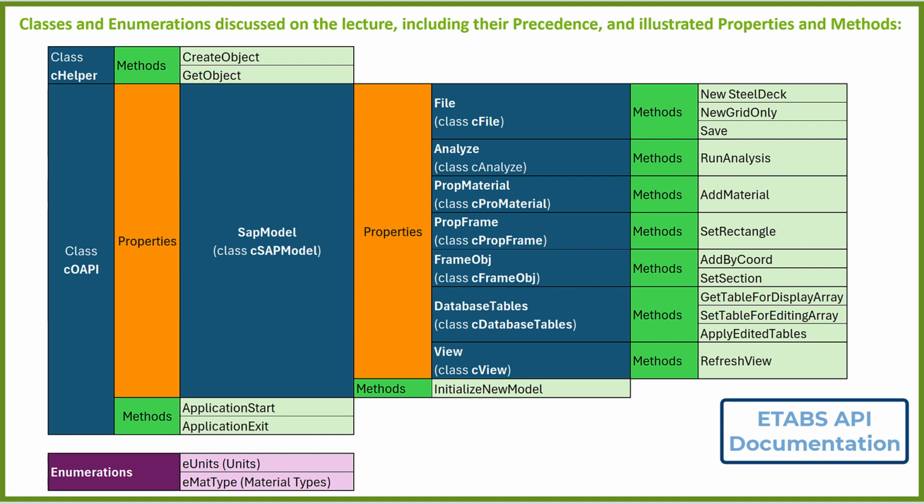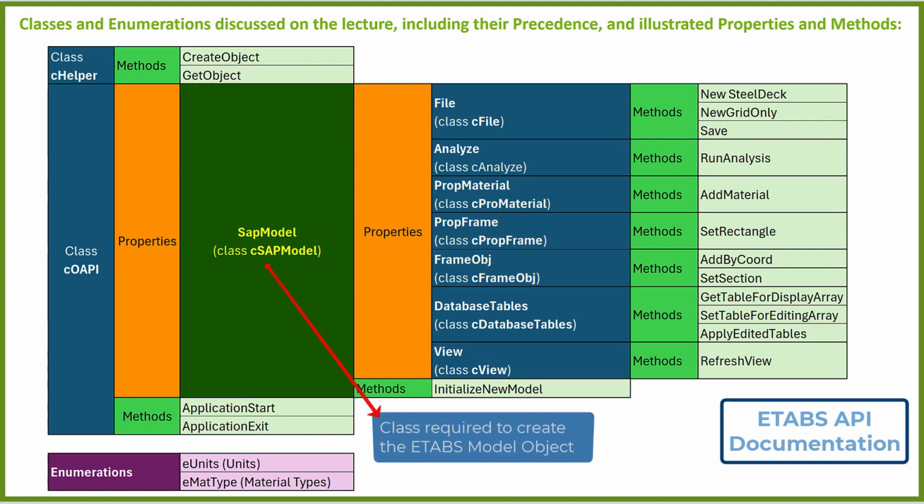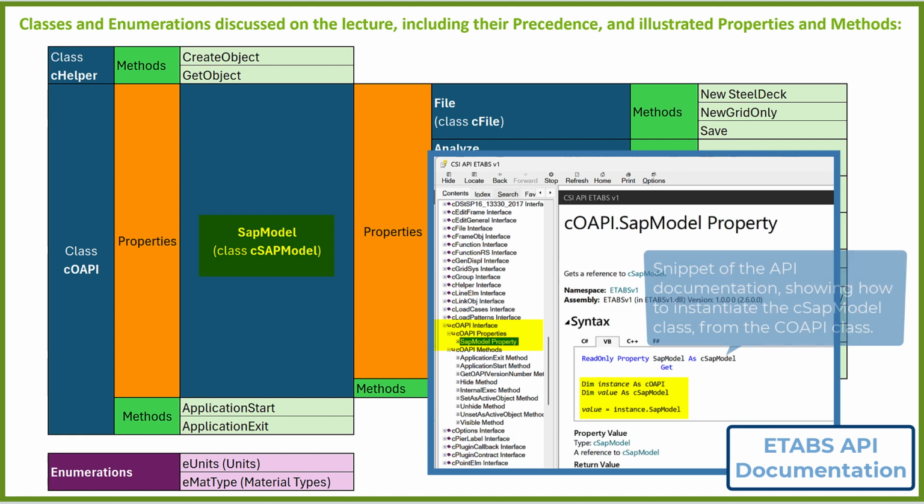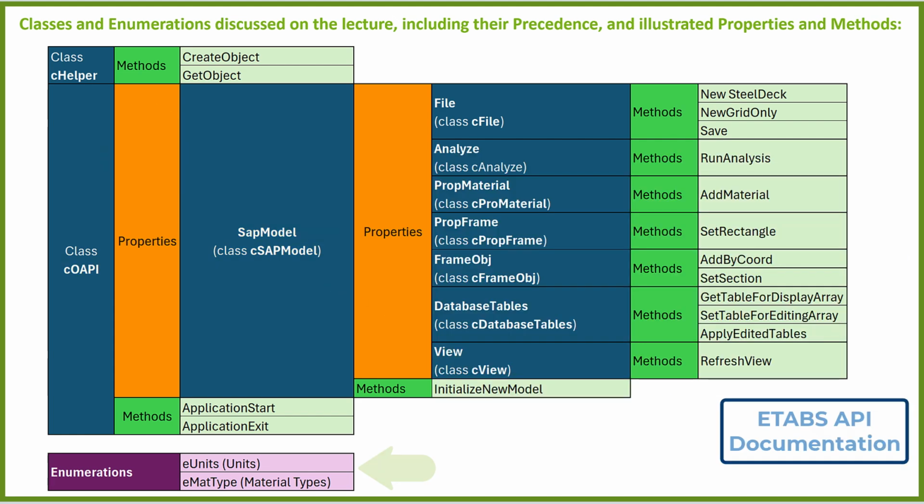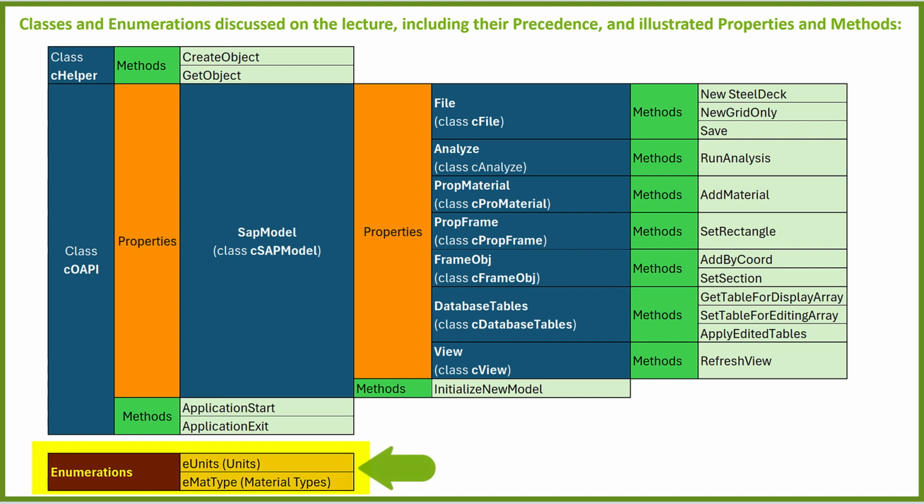Moreover, the table should also aid you in understanding the precedence of classes. As an example, classes file, material properties, frame properties, and frame objects are all properties of the SapModel class, which is the class you will use to create your EtabsModel object, thus allowing you to access all the methods of these classes, such as creating a new grid-only model, saving the model, adding materials and section properties, adding frame objects, running the analysis, etc. Likewise, the cSAPModel class is a property of the cOAPI class, called SapModel. Besides the classes just mentioned, we will also have the opportunity to demonstrate usage of enumerations. The examples will include the units and the material type enumerations.